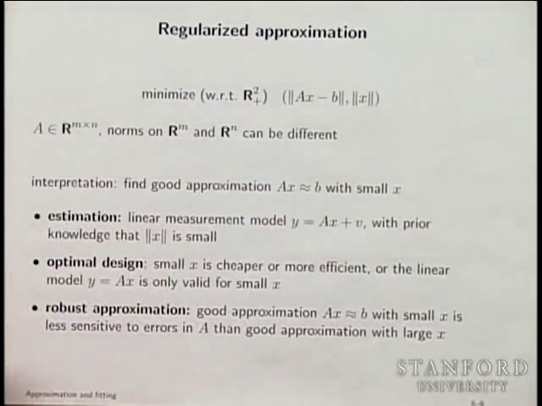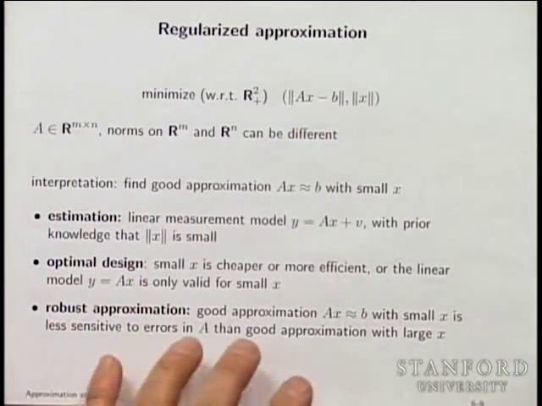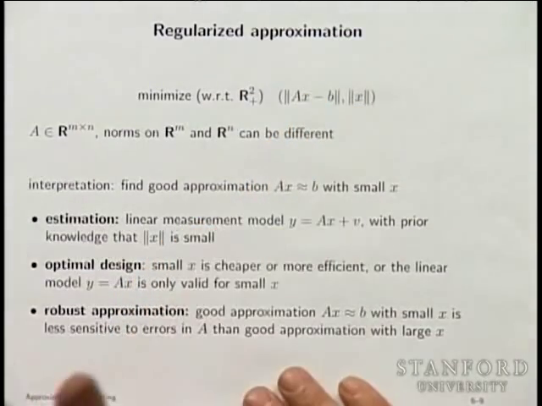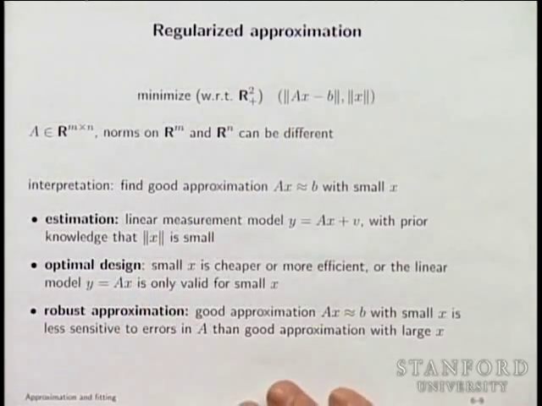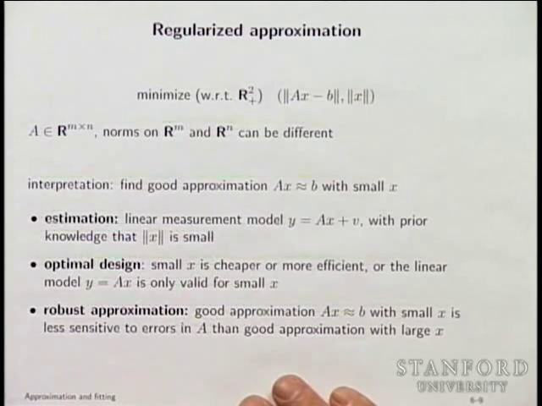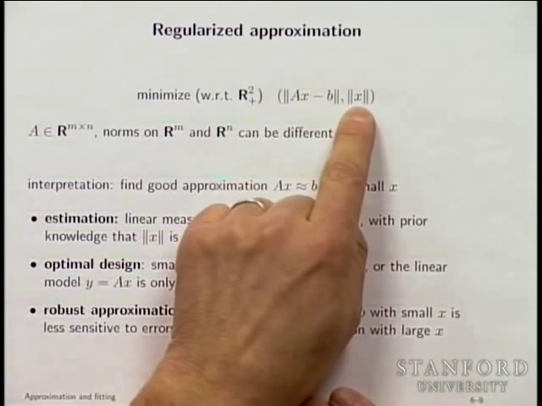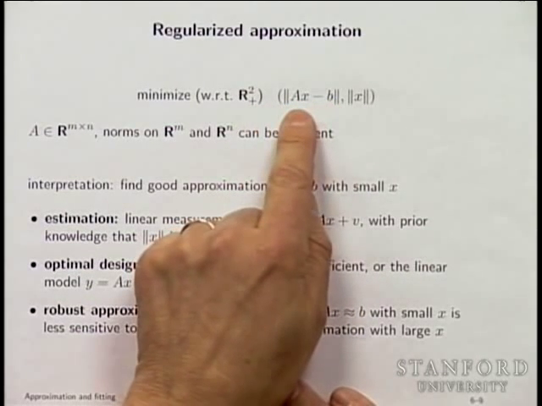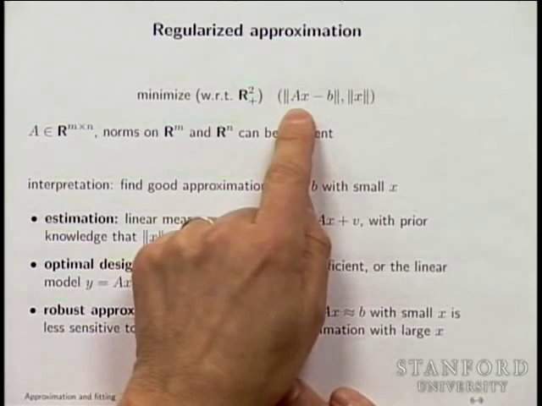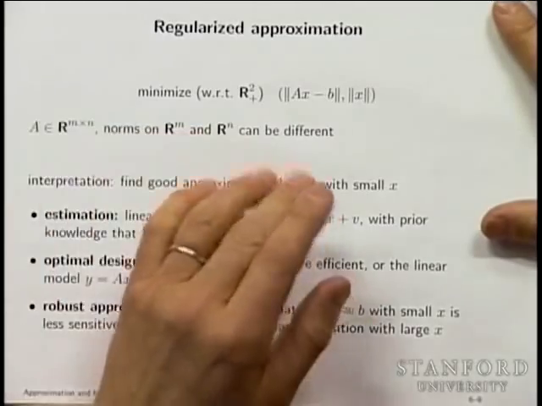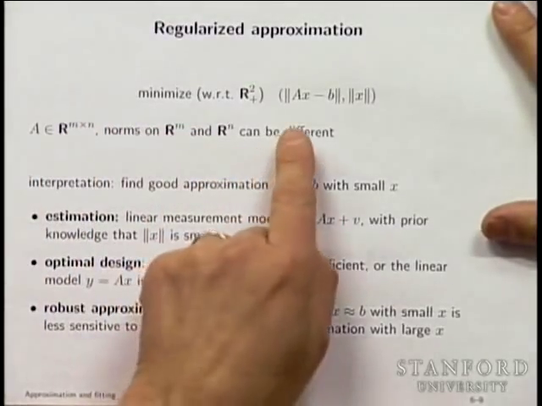So your fit is only sort of on paper here. In optimal design, you're trading off something like fit versus some kind of cost. It turns out also, and we'll see this later, that the size of x is related to the sensitivity in this problem with respect to uncertainty in A, in the matrix A. Let me just explain that very carefully now, roughly, and then we'll get back to it later.